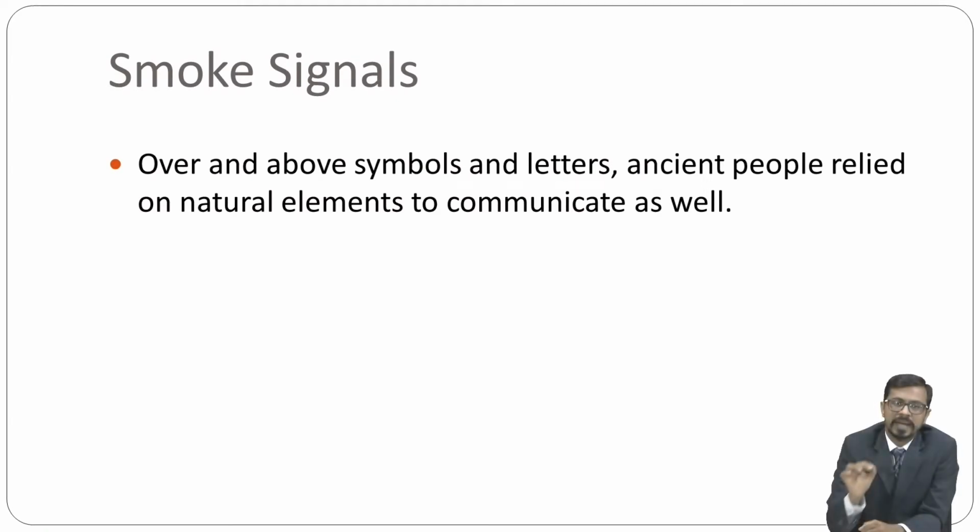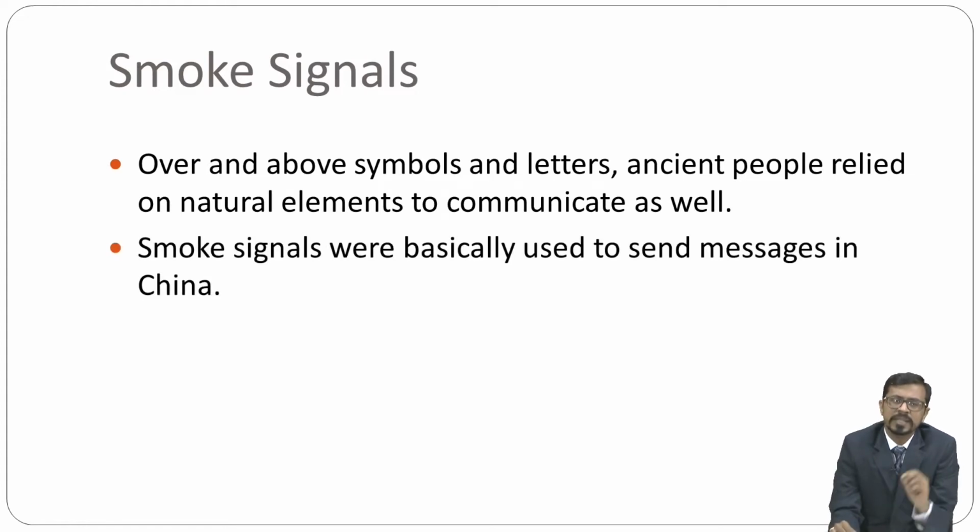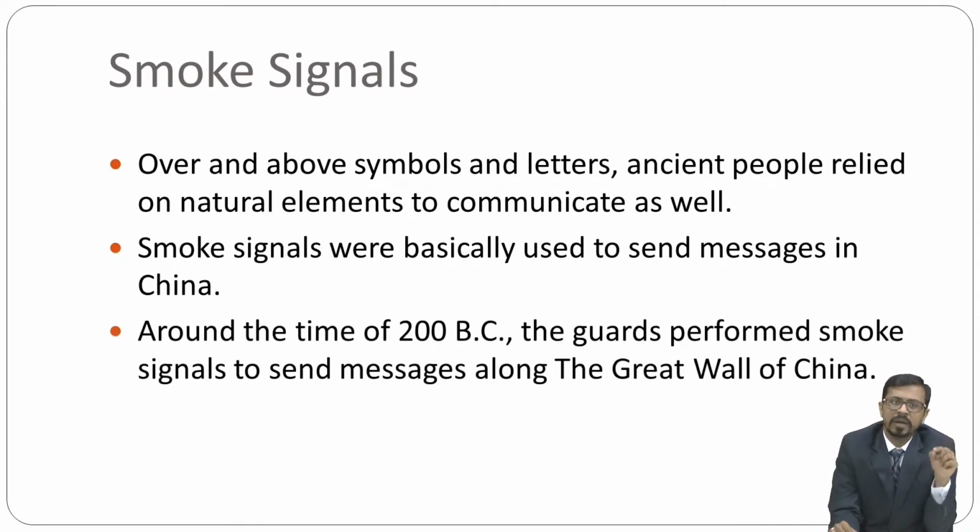Smoke signals: over and above symbols and letters, ancient people relied on natural elements to communicate as well. Fire, as you know, is one of the natural elements, and we have been relying on natural elements to communicate. Smoke signals were basically used to send messages in China, and how and when were they used? Around 200 BC, the guards performed smoke signals to send messages along the Great Wall of China.